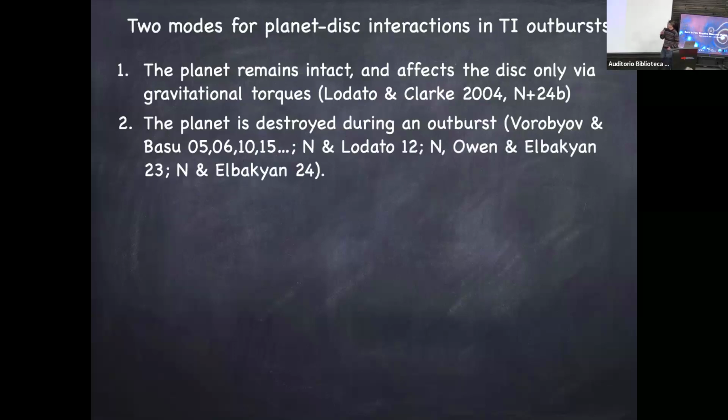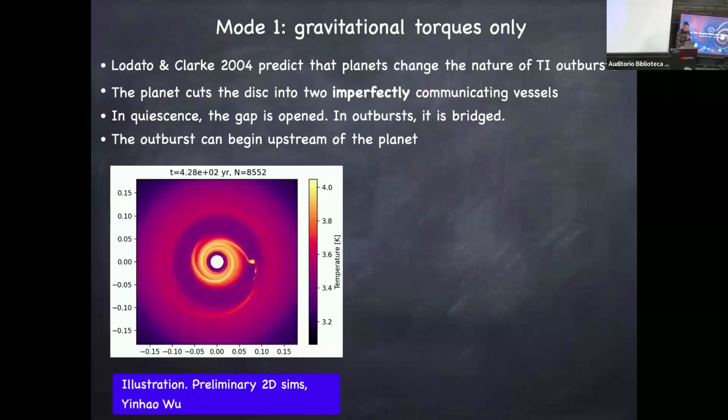So just focusing on the planets, there are two ways in which planets can interact with disks. The first is simpler, because in this scenario, nothing happens to a point mass, and the way it affects the disk is just through gravitational torques. So Lodato and Clarke explored this scenario in 2004 in particular, and I'll discuss our recent work on it in a moment. Then also the planet could be destroyed during outbursts, right? And Edward and co-authors have done a lot of work on that, and I'll mention that on the slides as well.